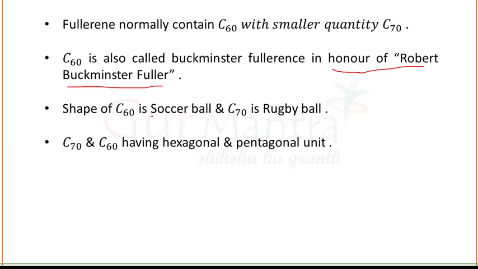The shape of C60 is like a soccer ball and C70 is like a rugby ball. C70 and C60 both have hexagonal and pentagonal units. Talking about the properties of this fullerene, the chemical formula is C60, molar mass is 720 gram per mole. Appearance is dark needle-like crystal, and the crystal structure is FCC type. You have to remember this, the crystal structure is FCC type.